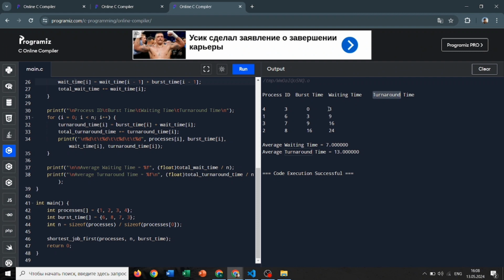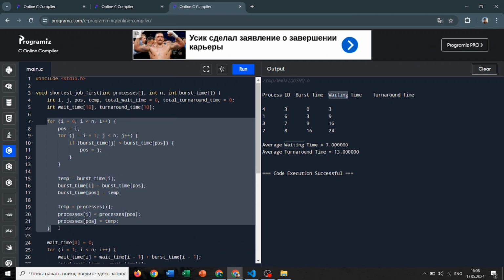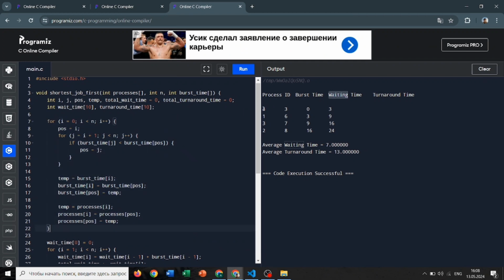Turnaround time is this one, waiting time is this one, burst time is this, and process IDs look like this. Why does it look like this? Because it has been sorted here. So the process with ID 4 has the smallest burst time, and the process with ID 2 has the biggest burst time here.